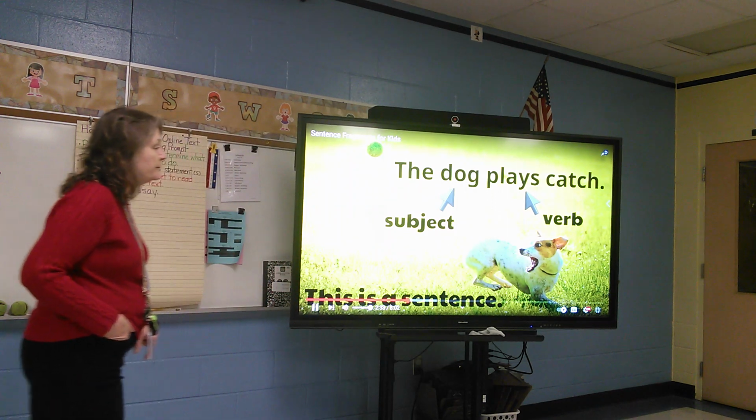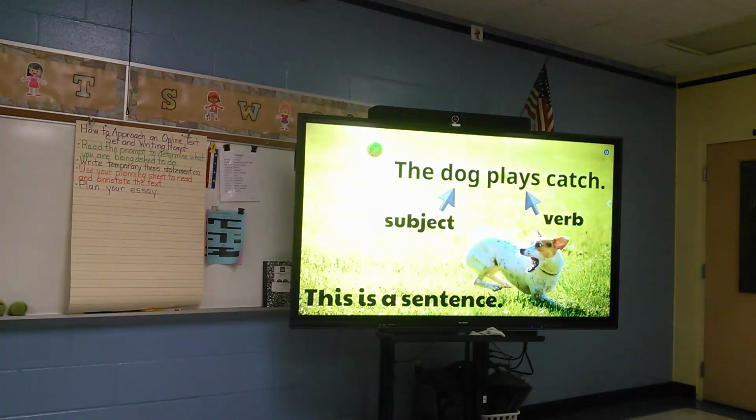We know what's going on, and there's no way this dog is catching this ball. Or maybe this dog will catch the ball. Who knows? Let us know in the comments which one you think will happen. Do you think he's going to catch it? Or do you think it's going to fall to the ground? Who knows? But this is a sentence. This is complete. It has a subject and a verb. It's a sentence.